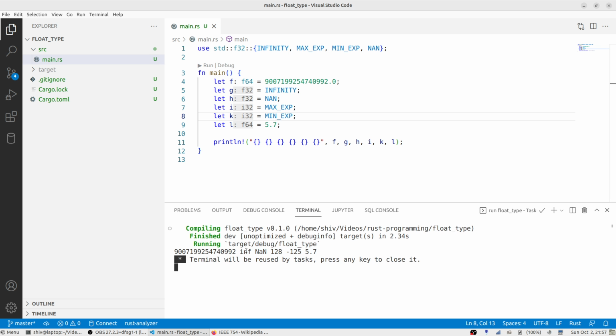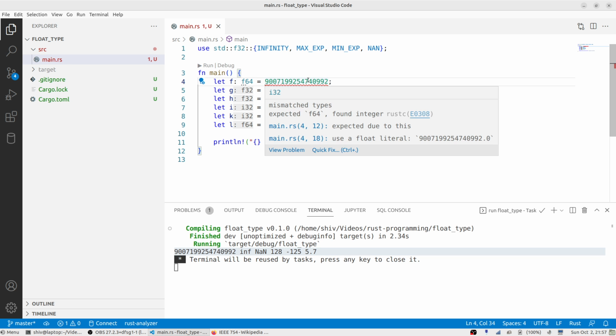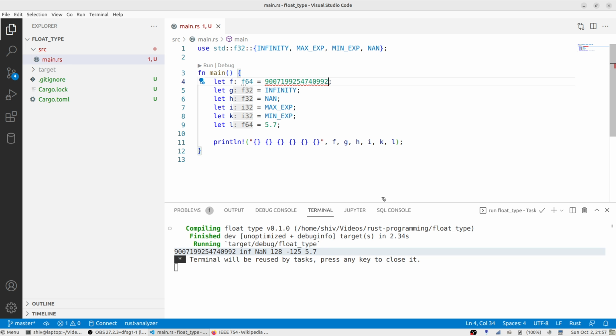Nan and infinity are there. And similarly, this magic number is there. We will talk about this magic number in a bit. So you can observe that this has a fractional part 0. This is necessary to make a number floating point, otherwise it will become an integer. So you will see there is an error now. Red line. It will tell you that found integer expected f64. So this 0 is there.